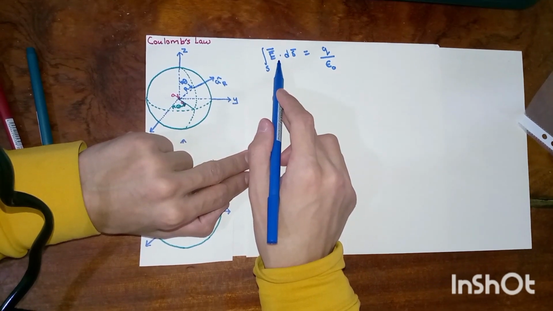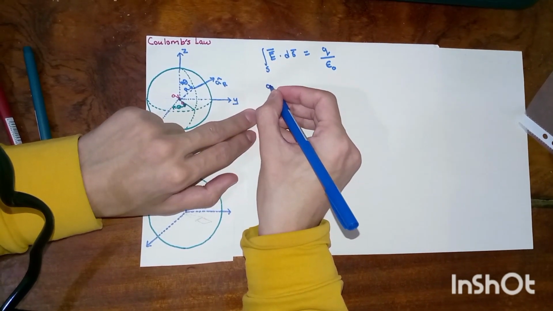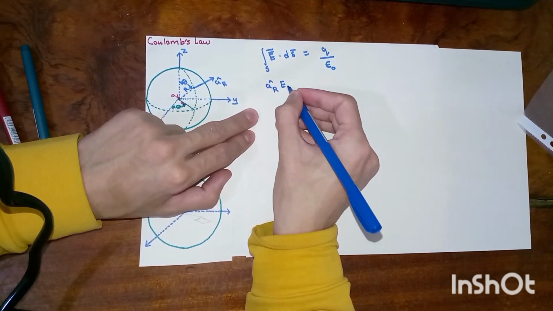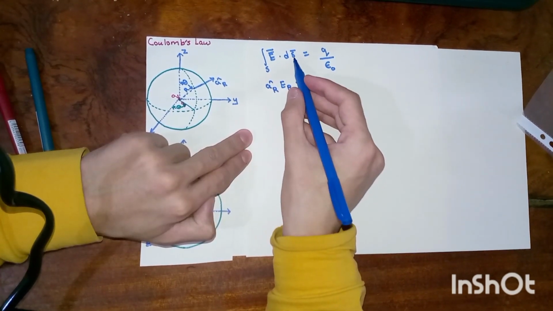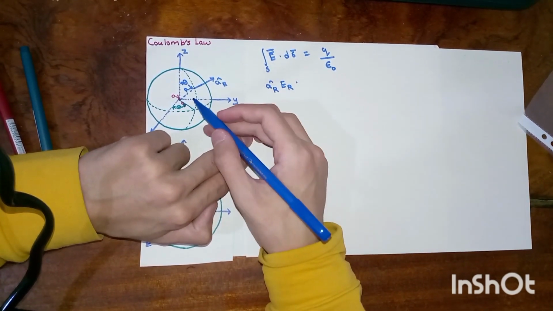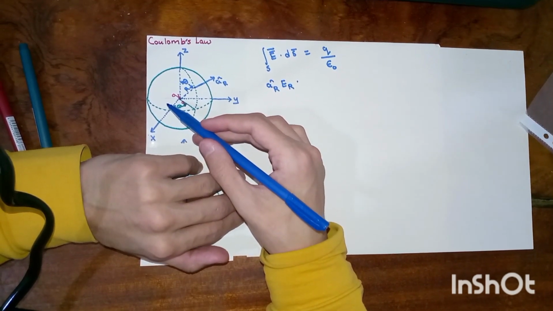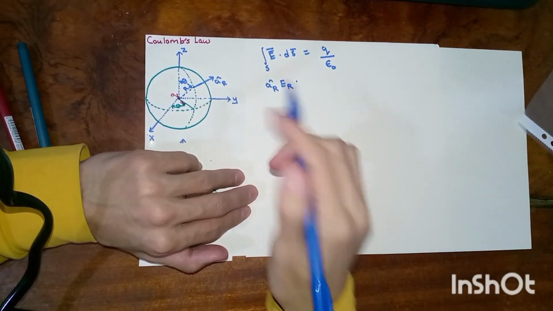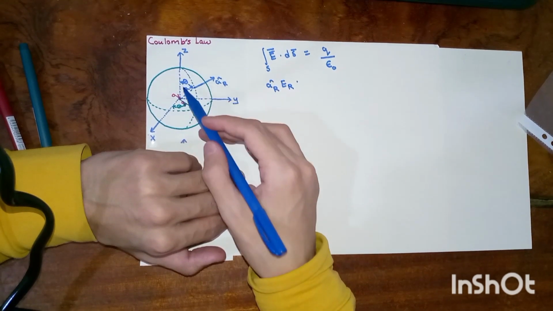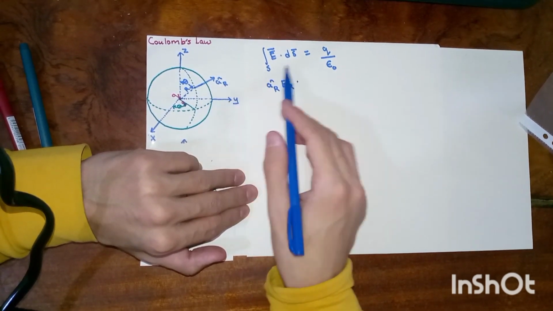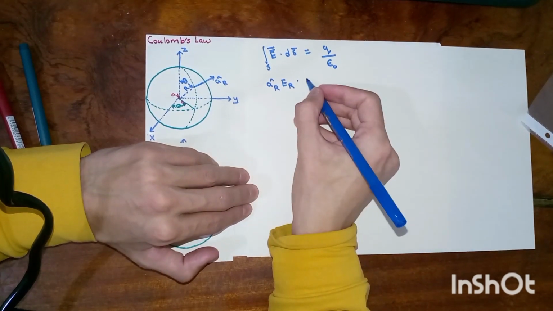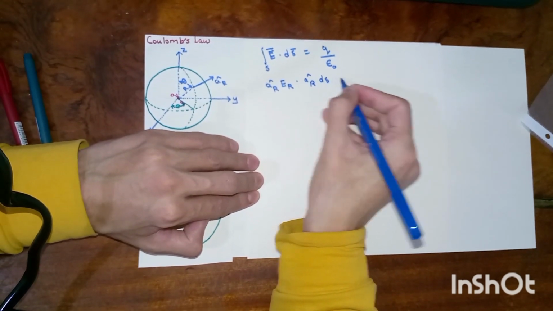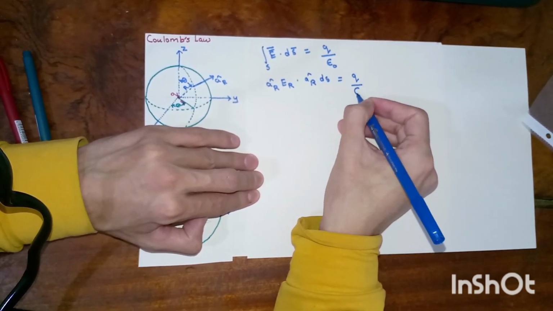We said that the electrical field is radial, so it's a_r times E sub r dot ds, and the surface in this case is the surface of the sphere, and we know that the unit vector of the area is orthogonal to this area. As we said before, this area is a sphere, so the unit vector is a_r. It's orthogonal to the surface of this area, times ds, equals Q divided by epsilon.